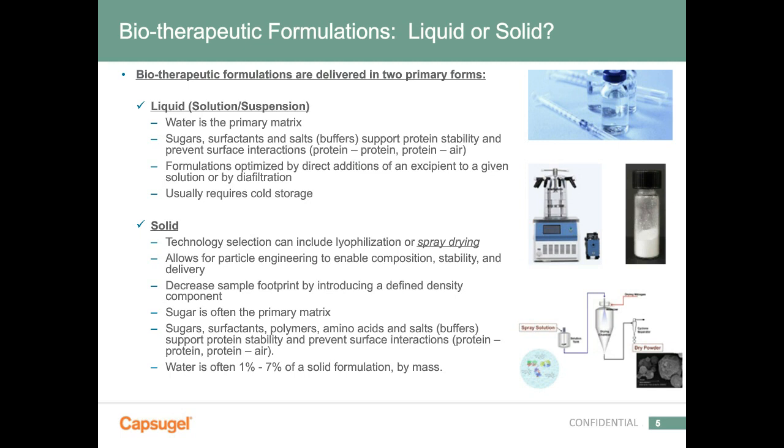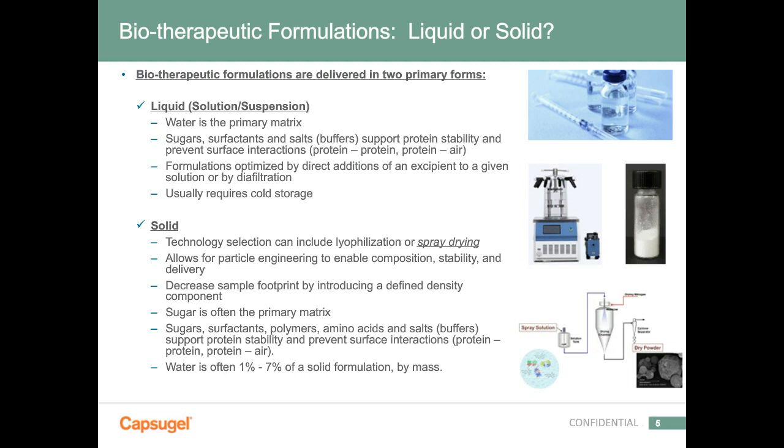Now what we're going to focus on is spray drying. Spray drying allows for particle engineering to enable different compositions, enhance stability, and provide different delivery mechanisms. We can decrease sample footprint because we're introducing a density component. We control how those particles are formed. We are using sugar as the primary matrix in this case, and we'll talk about that more through the slides. You're also adding things like surfactants, polymers, amino acids, and salts, which can help stabilize the protein.